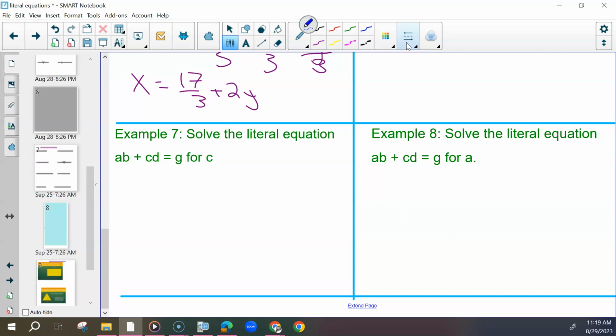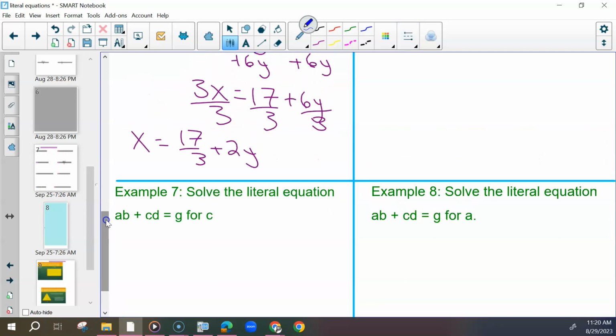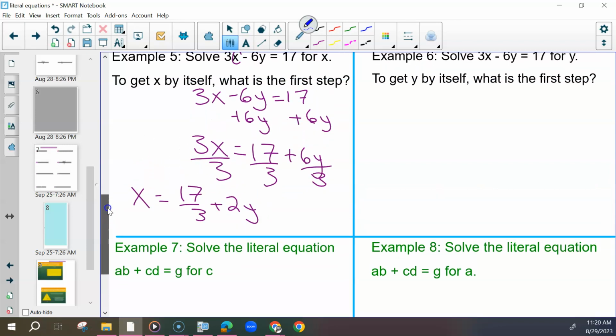Okay, for number 7, think about what we just did for the previous example. It's going to be similar. But now this one is just variables. So how would we solve this? C equals G over AB. Okay, one step at a time. What would we do first? Divide. We divide first here.